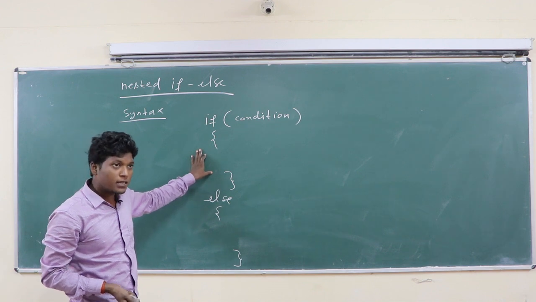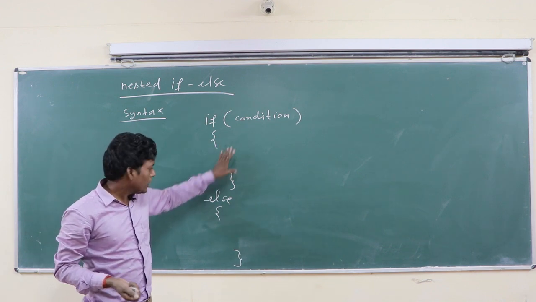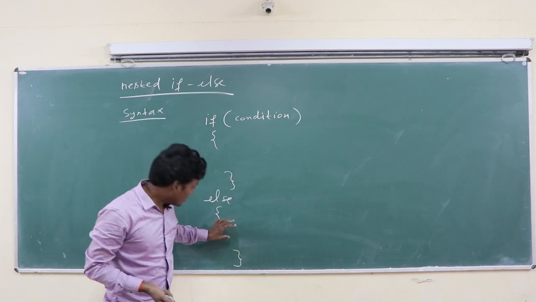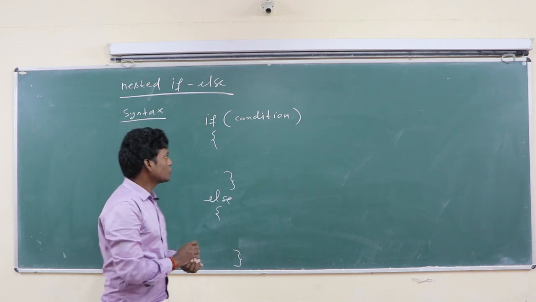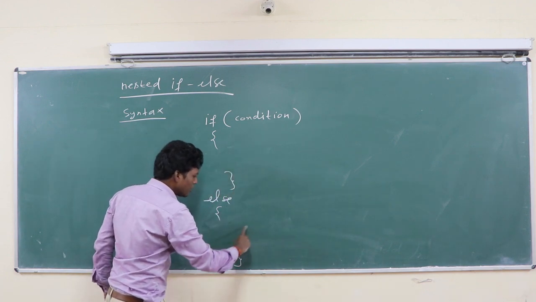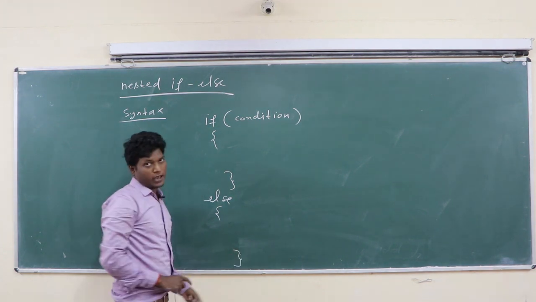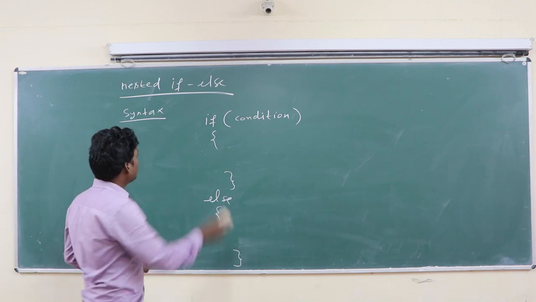In nested if and else, the if block may have several if and else. Also, the else block may have several if else. So here may be several if else. Here may also have several if else. It is possible.